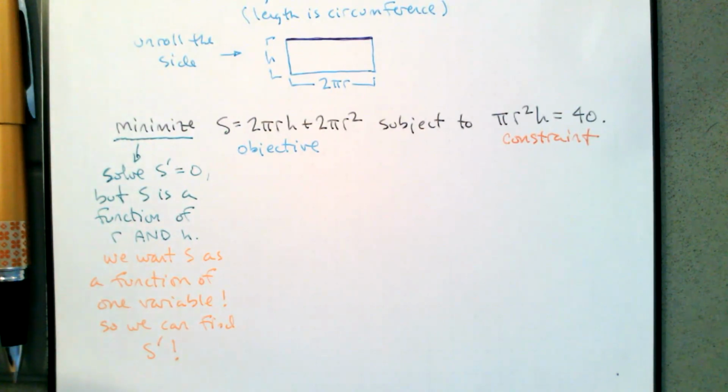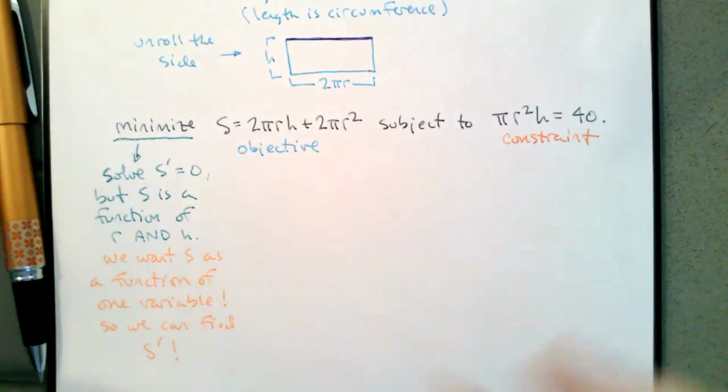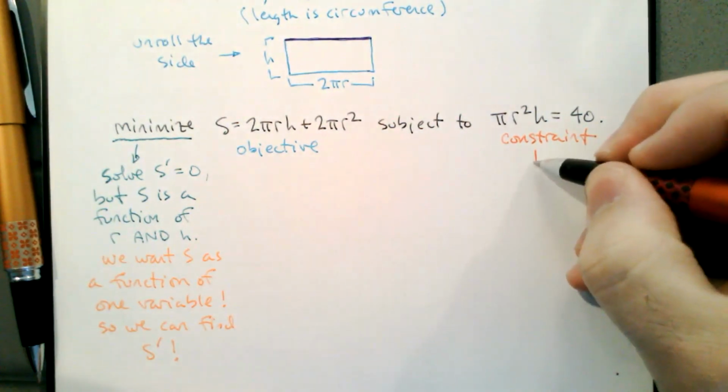And it looks like it's going to be easiest to solve for H. If I solve for R, I'd have to take a square root. Everything's positive here, so that might be okay, but then we're involving square roots. If I solve for H, I'll just get 40 over pi R squared. So we're going to use the constraint to solve for one of the variables. So I'm going to take the constraint and solve for H.